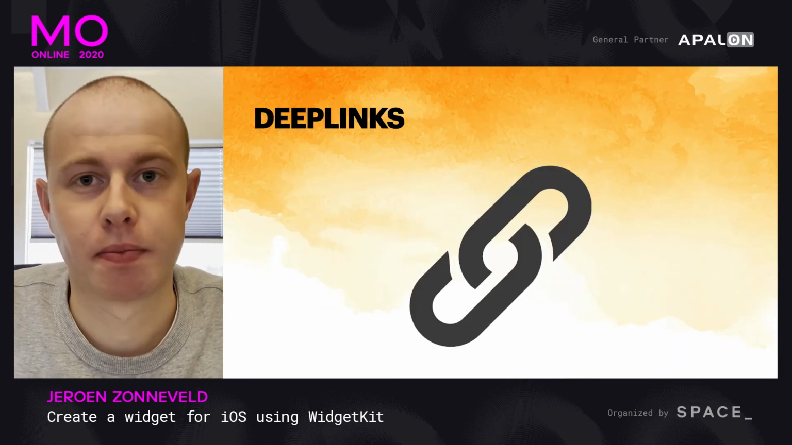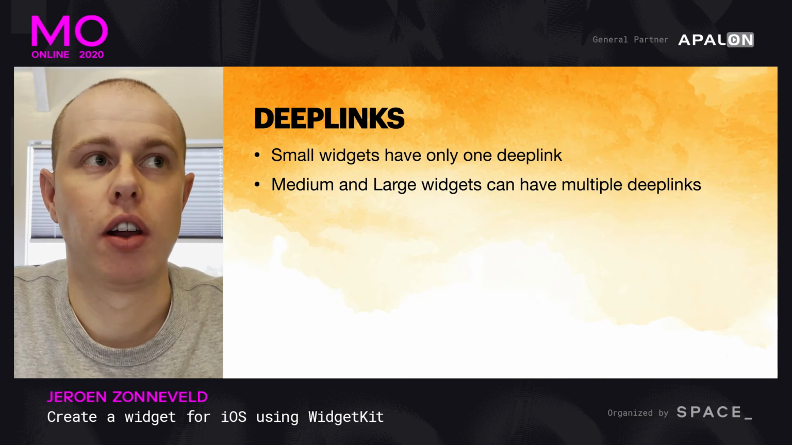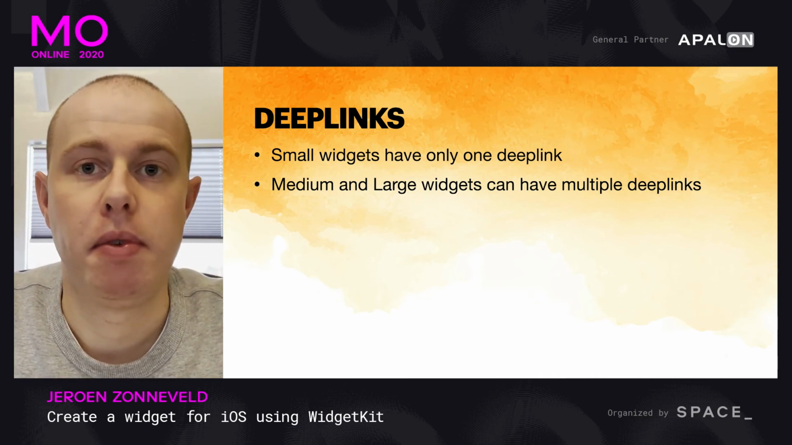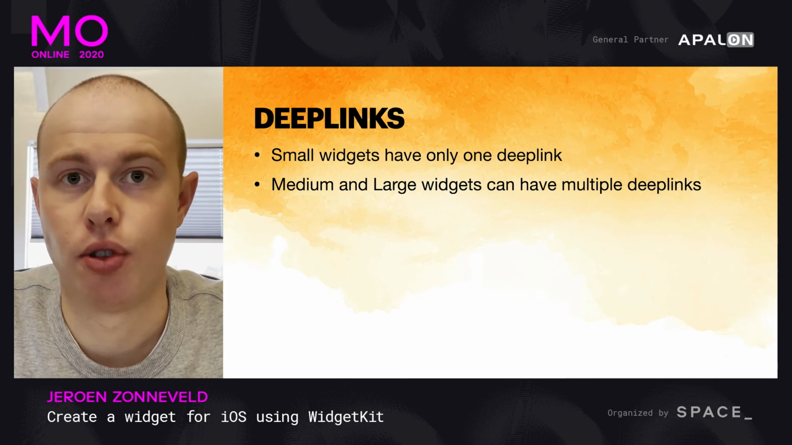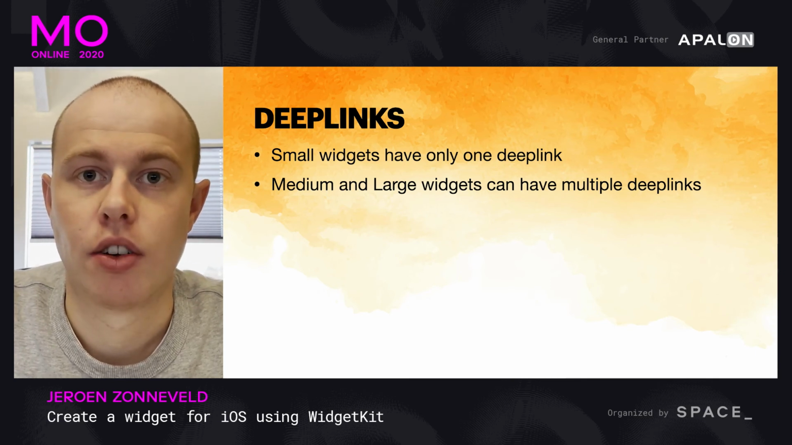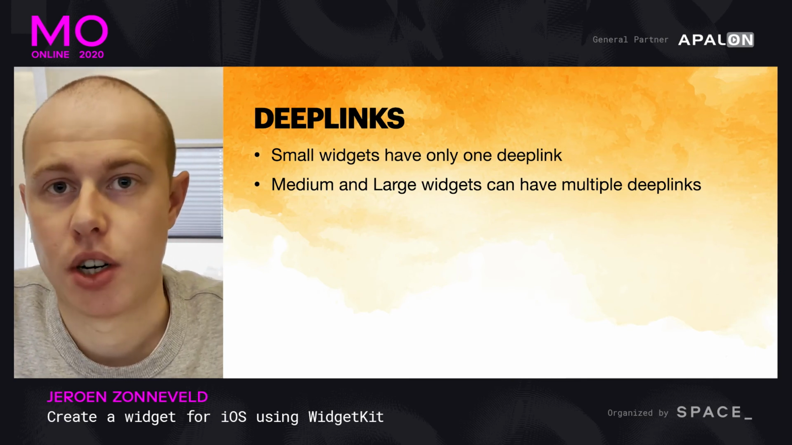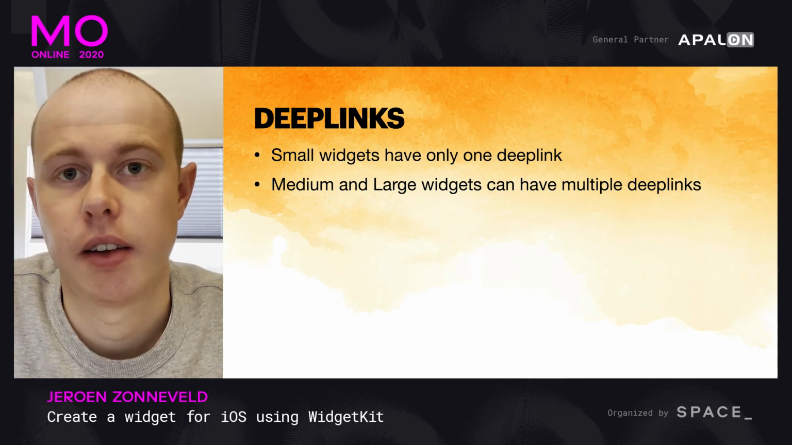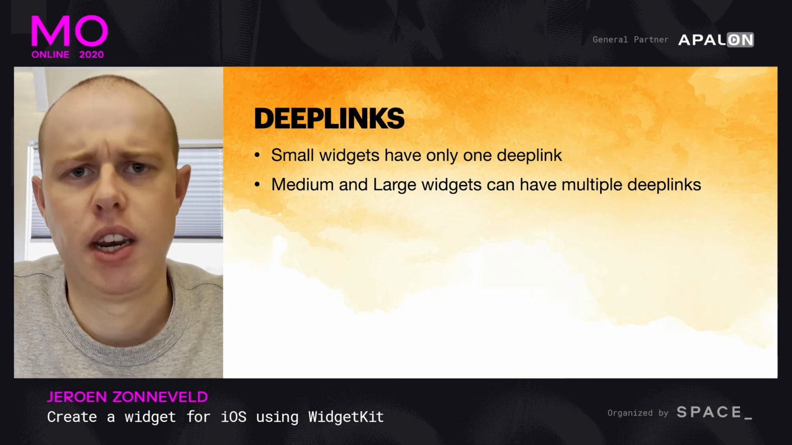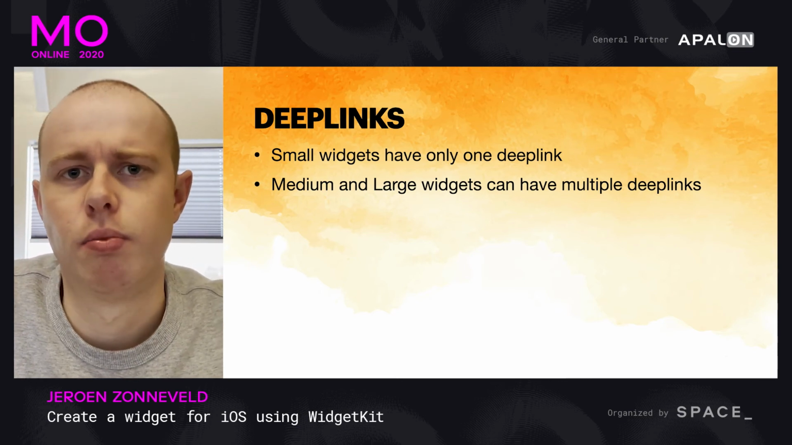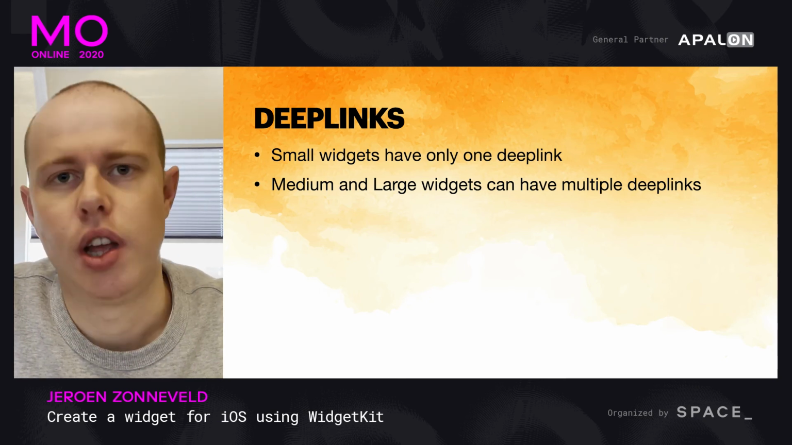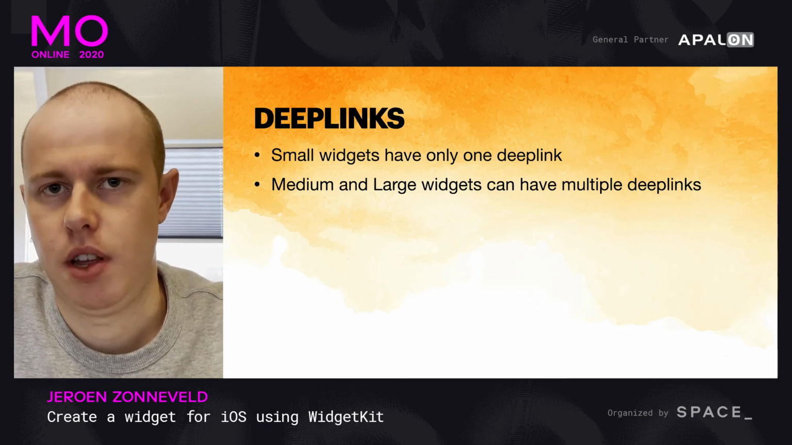Next, deep links. Small widgets only have one deep link, and medium and large widgets can have multiple deep links. So when you have a small widget, you can press somewhere in the widget and it can open just one deep link. And if you have a medium or large widget, you can press on multiple places inside your widget and it will go to different locations inside your app if you have configured it.